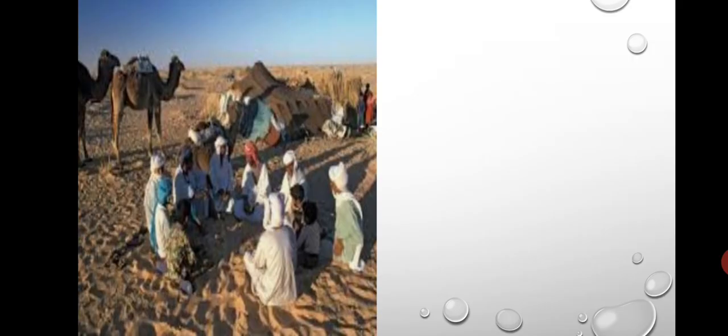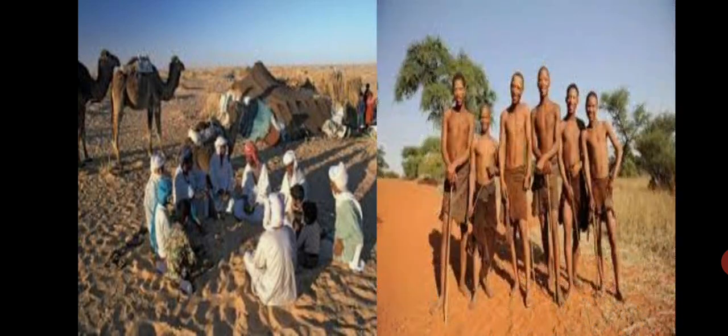Bedouins from Sahara, Bushmen from Kalahari, Aborigines from Australia are the type of tribes found in the hot desert region. Most of the needs get fulfilled through animals. Agriculture is confined to river valleys and oases.